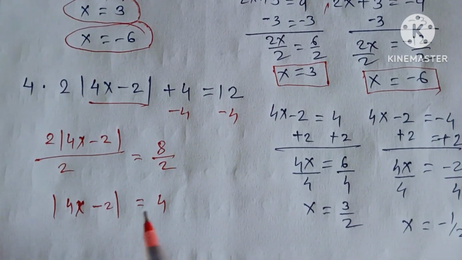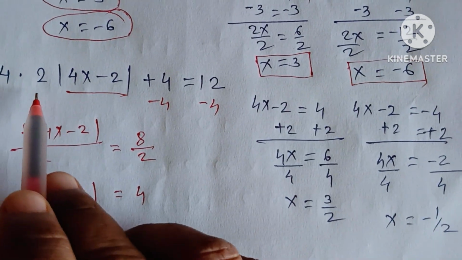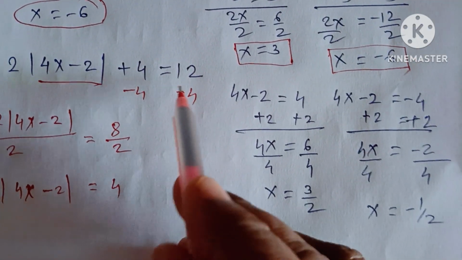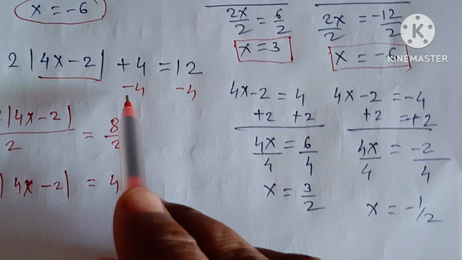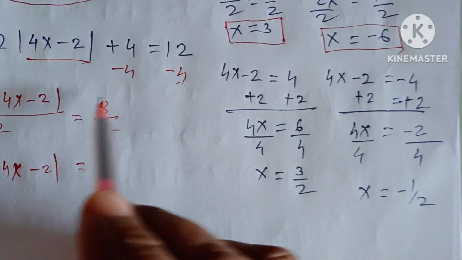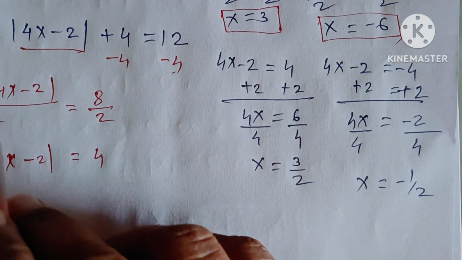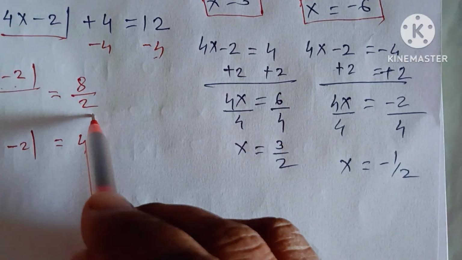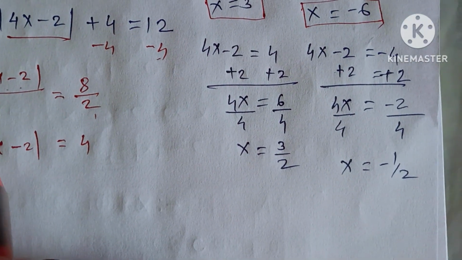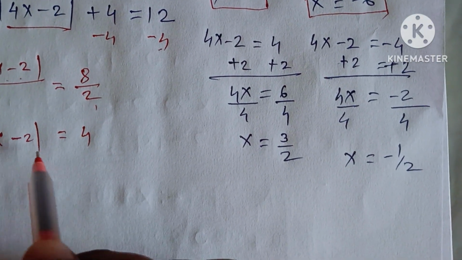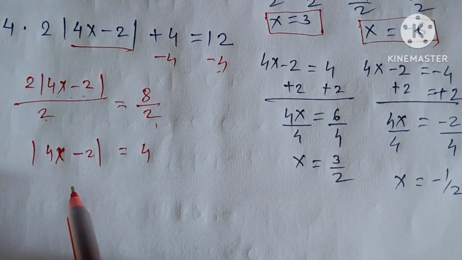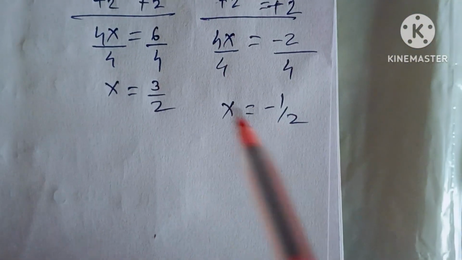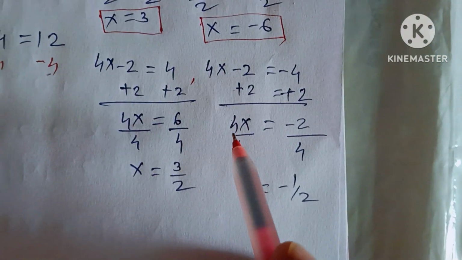Now see the next example. 2 times the absolute value of 4x minus 2 plus 4 is equal to 12. So subtract 4 from both sides. We get 2 times the absolute value of 4x minus 2 is equal to 8, and dividing by 2, the absolute value of 4x minus 2 is equal to 4. Now here we get the two equations.